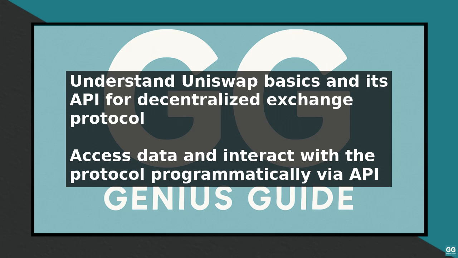First, you need to choose an API provider, such as the official Uniswap API or a third-party provider like The Graph or QuickNode. Each provider has its own documentation and API endpoints, so be sure to review the documentation before getting started. Next, you need to determine what data you want to query.